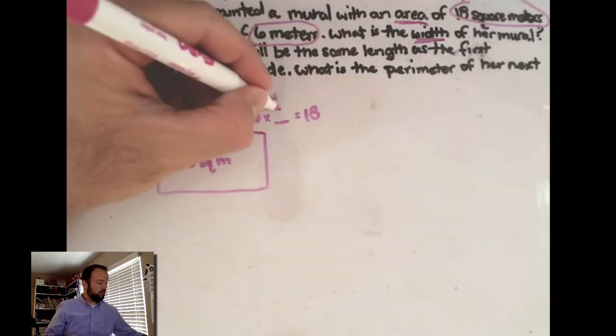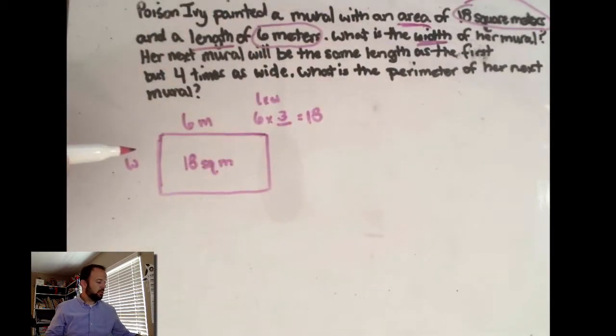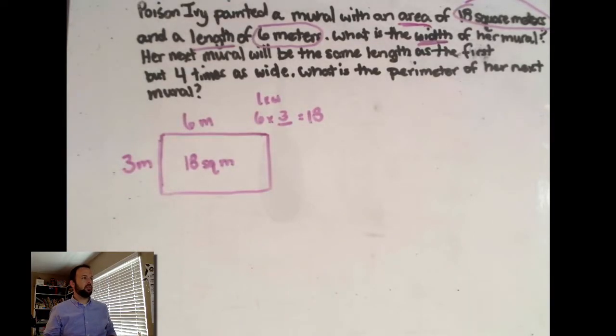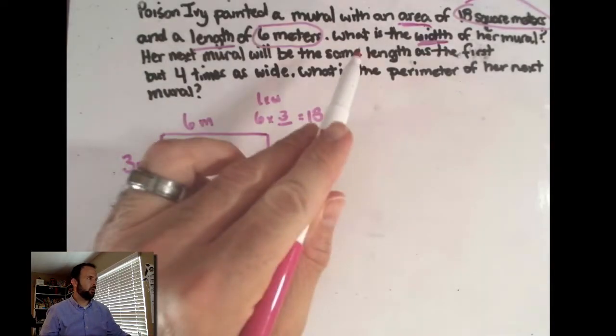Well, I know that 6 times 3 will give us 18. So that must mean that my width is 3 meters. All right, cool. So we have the width figured out already. We got the first part of our problem.